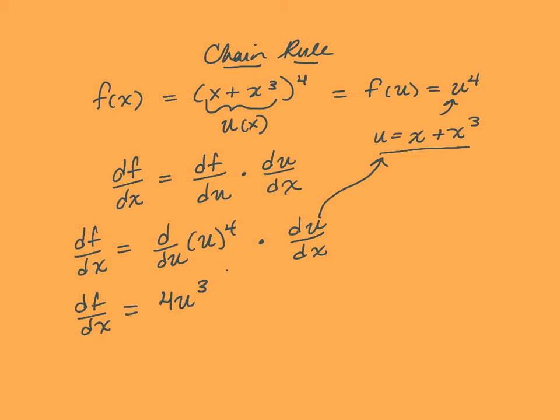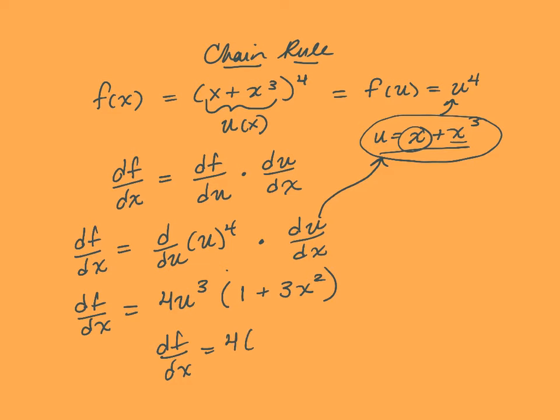And then du dx is just the derivative of this polynomial over here. So d by dx of x is just the number 1, and d by dx of x cubed is 3x squared. And so now I can go back and plug in for what u was. So df dx equals 4 times (x plus x cubed), that's my u, and it's cubed because it's 4u cubed, times (1 plus 3x squared). And that's the derivative, df dx.